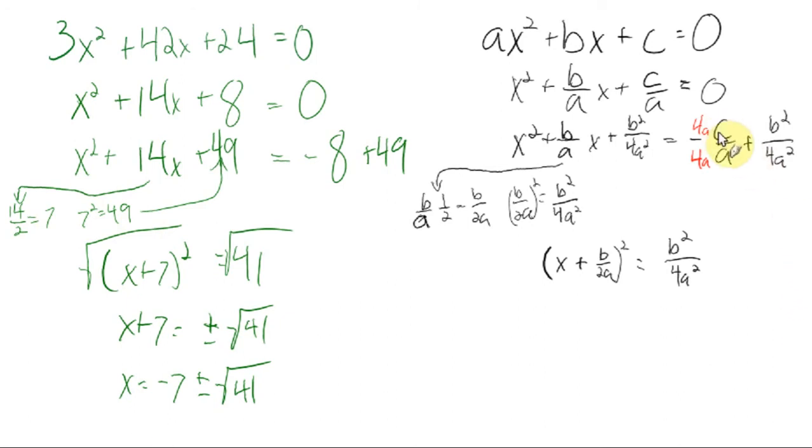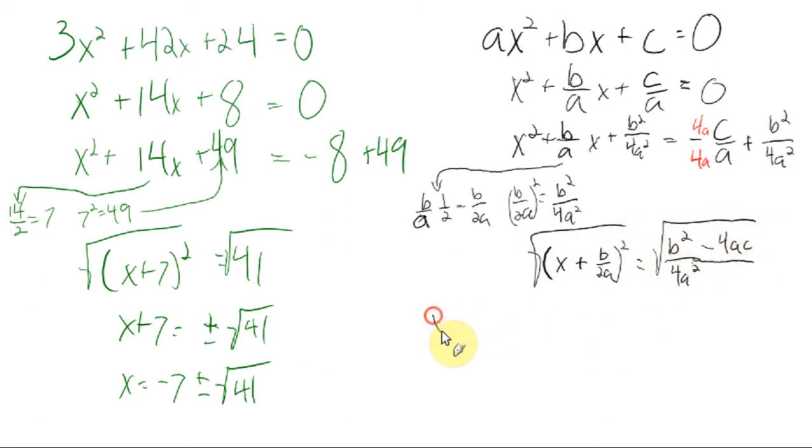So what we wind up with is a negative 4ac, right, 4ac over 4a squared. So we could extend this out because we have a common denominator, and so we combine them into one fraction. So b squared minus 4ac over 4a squared, and then we'll take the square root of both sides.